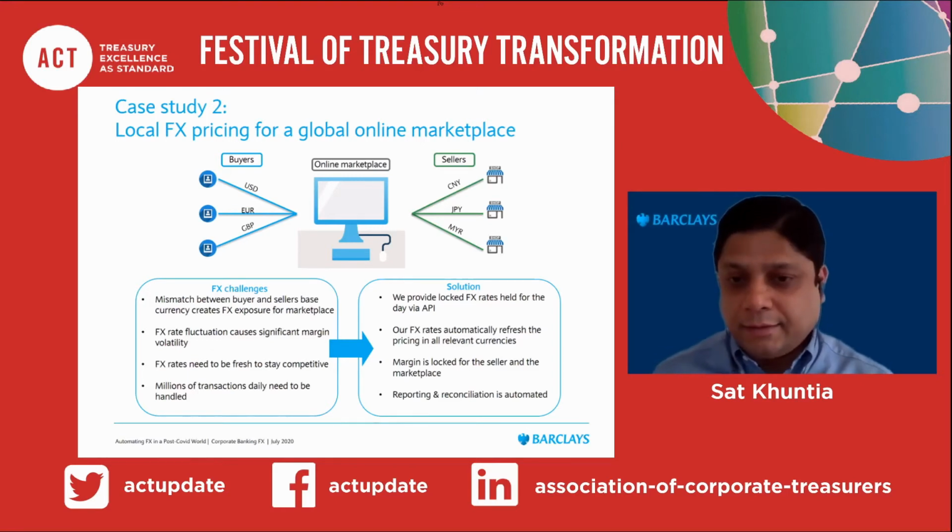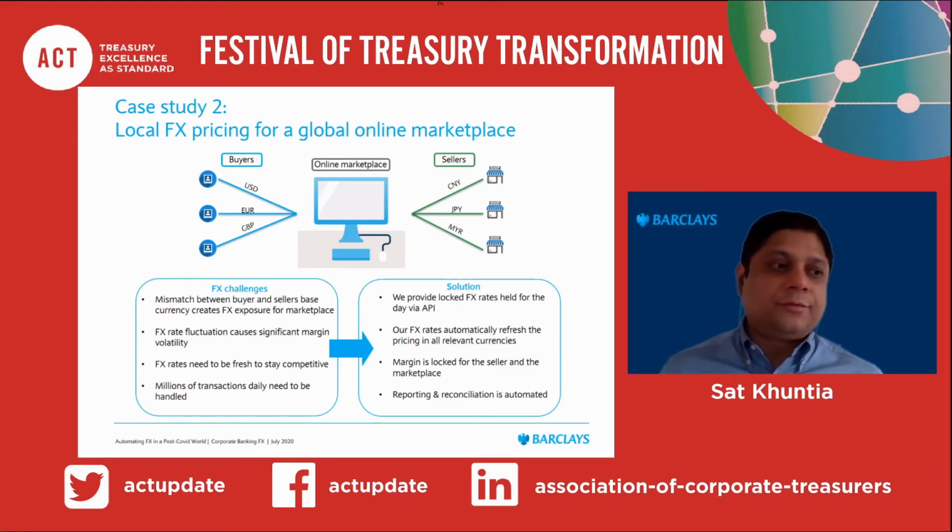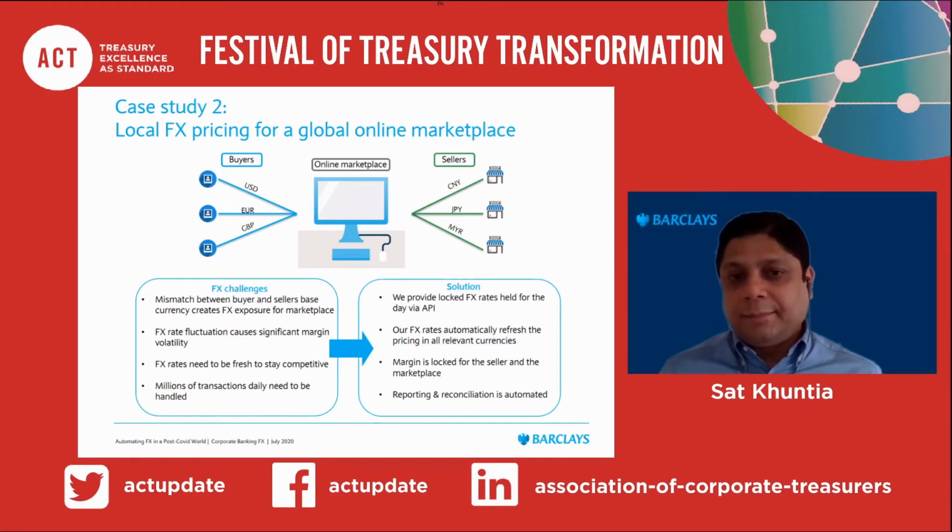Now you have a situation where a seller, let's say, has a base currency of Malaysian ringgit and wants to sell to all three buyers that I've shown on the left hand side, right? So they are exposed to the volatility their base currency has against all those three. And the daily volatility could be quite significant. For a currency like the Malaysian ringgit, intraday moves could easily be 2 or 3%. Now, for a lot of these sellers in these online marketplaces, the margins are fairly narrow. There's not much margin there.